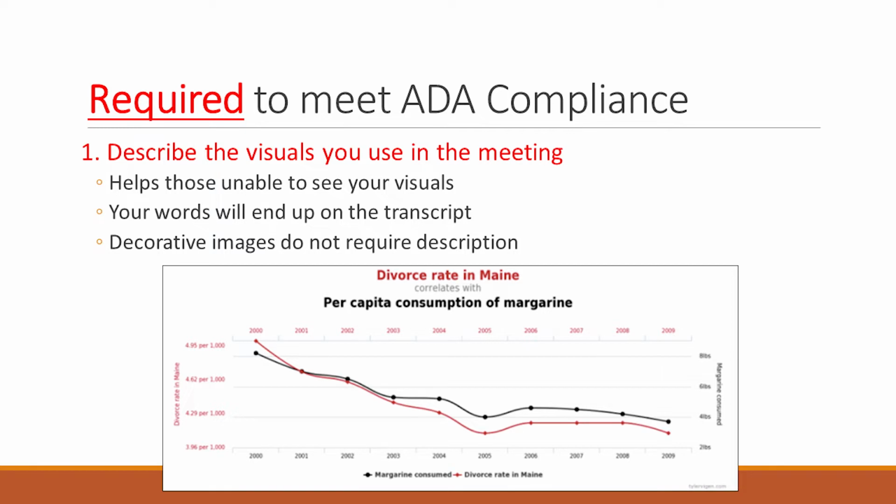Visuals that are only present for decoration do not need to be described, but you are free to do so if you wish. For example, on this slide, I have a graph that shows the spurious correlation between divorce rates in Maine and the consumption of margarine. This is purely for decoration, but I wanted to share it with you anyway.